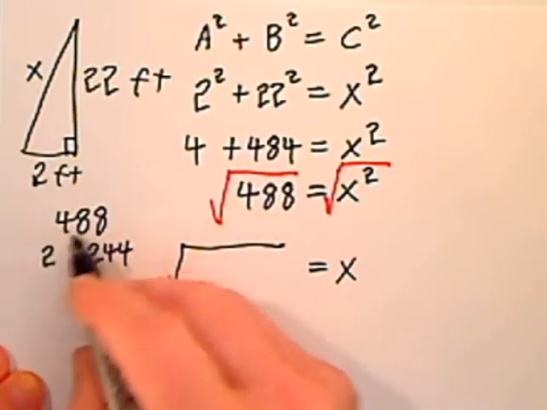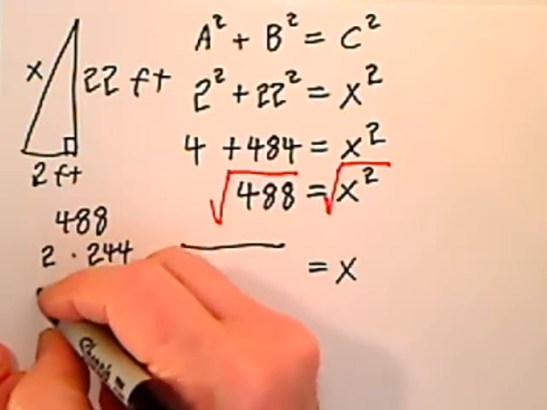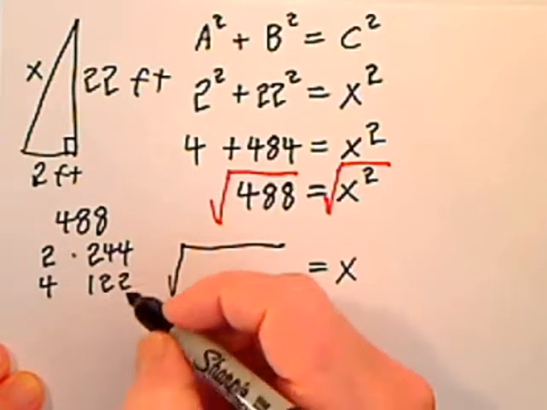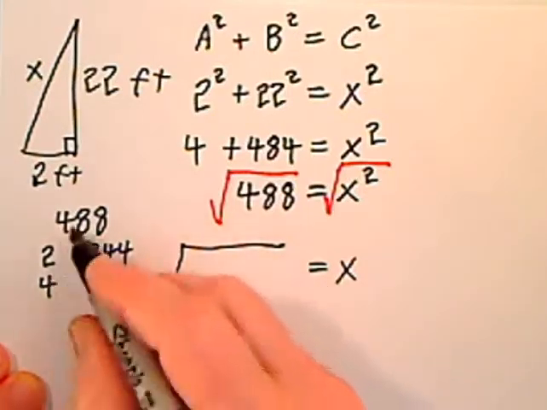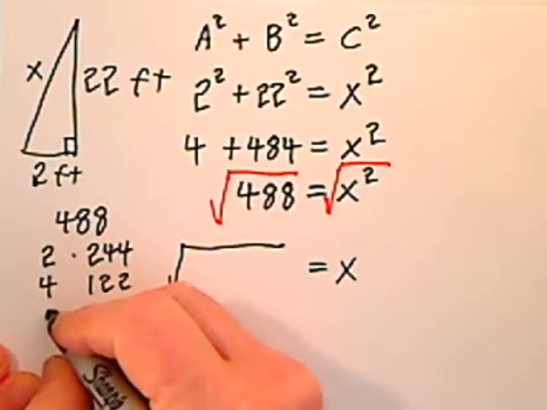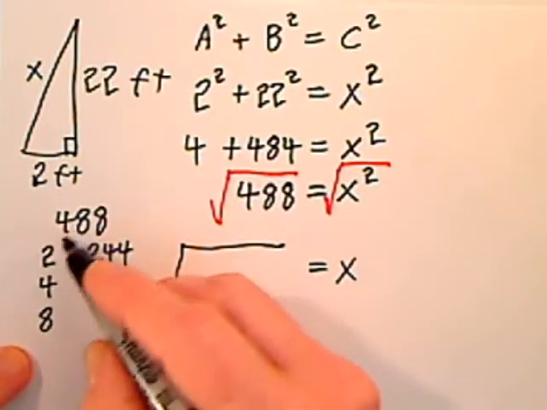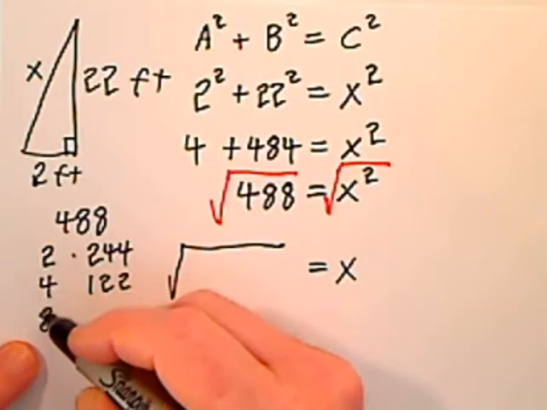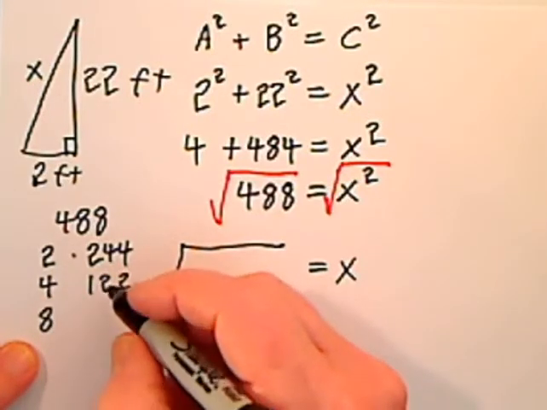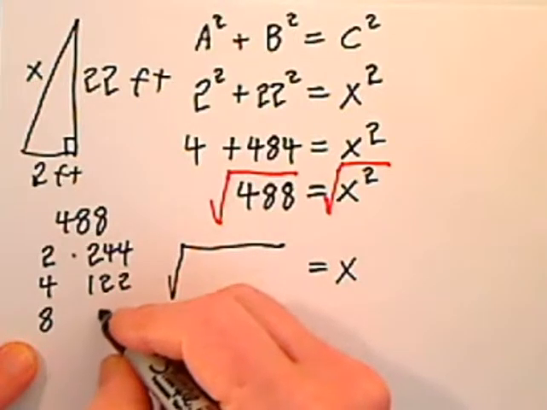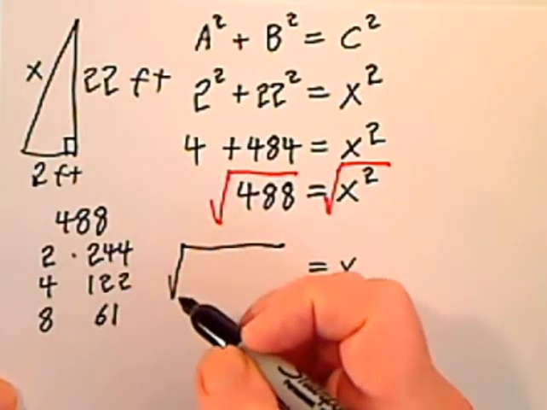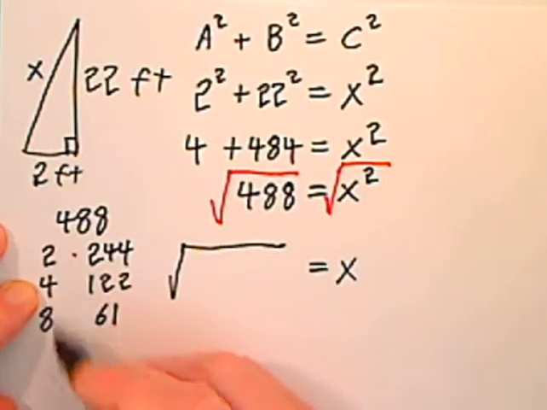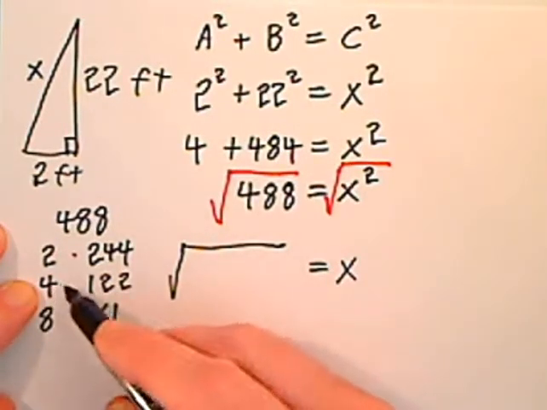3 won't go in there. 4 times 122. That's not a perfect square. 5 won't go in there. 6 won't go in either because 3 won't go in. Okay, so I can double 4 and cut that in half. This would be 61. Still no perfect square. I mean, 4 is a perfect square, so we'll see if we can find a larger one than 4.